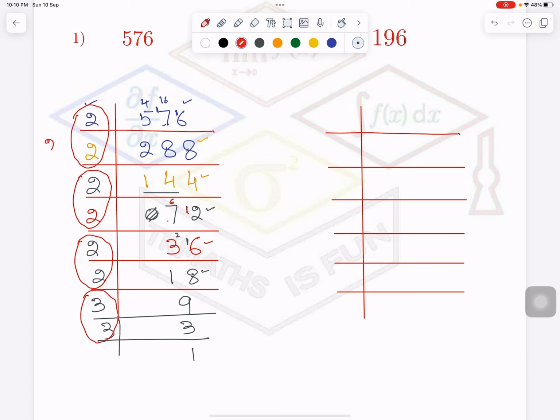So from this pair I will take 2. From this pair one more 2. From this pair one more 2. And from this one thing, 3. So now I can multiply these numbers. 2 twos are 4, 4 twos are 8, 8 threes are 24. It means 576 is the perfect square of 24. So it is a perfect square. So this is how you check your numbers.